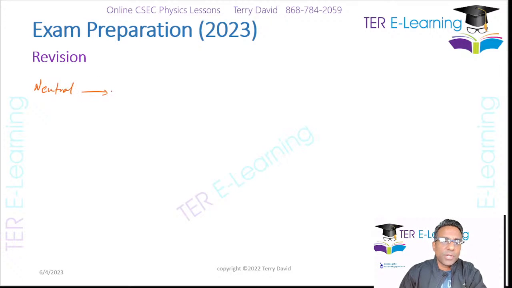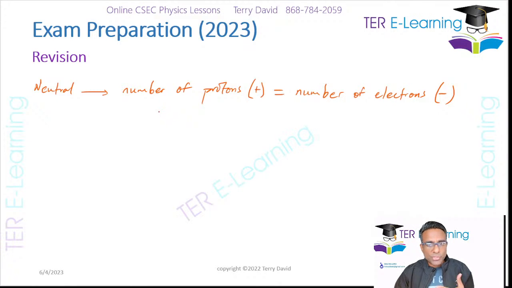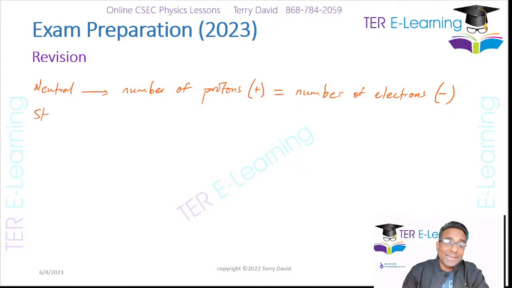It's neutral because the number of protons, which are positively charged, is equal to the number of electrons. So that's why it's neutral. The number of protons is equal to the number of electrons. Protons are positively charged, electrons are negatively charged. Now, they want to know why it is stable.